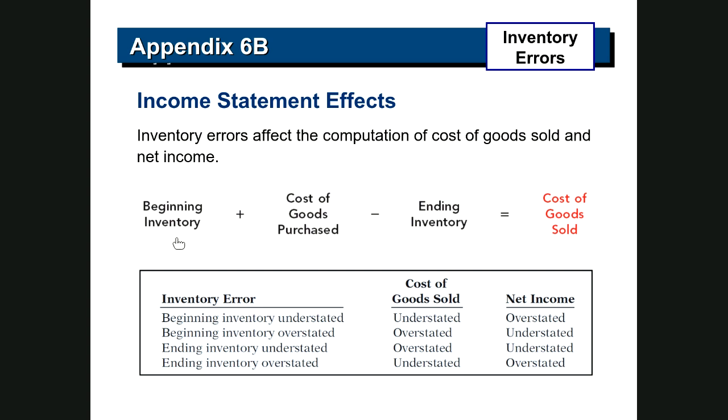You know this formula: beginning inventory plus purchases minus ending inventory equals cost of goods sold. Everybody knows this, yes? Beginning plus purchases minus ending equals cost of goods sold. If beginning inventory is understated, if the beginning inventory is less than what it is supposed to be, then the cost of goods sold will be understated and the net income will be overstated. Is that clear? Are you sure? Yes, makes sense. If I were to ask you to explain how, could you do it?